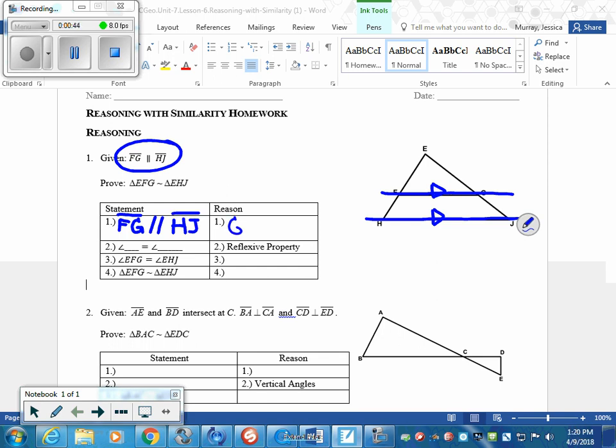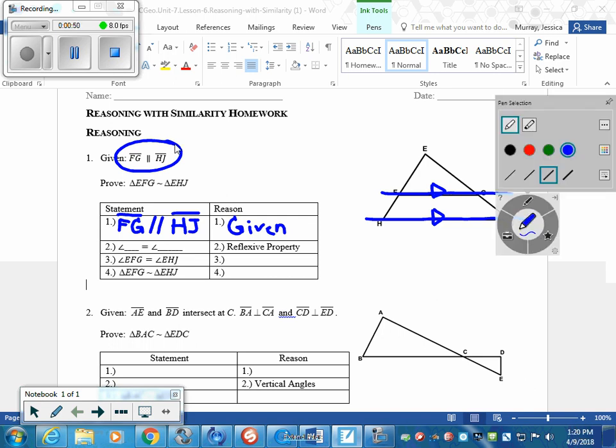Why? Because it's given. Okay. All right, now we're looking for something that would be considered the reflexive property.